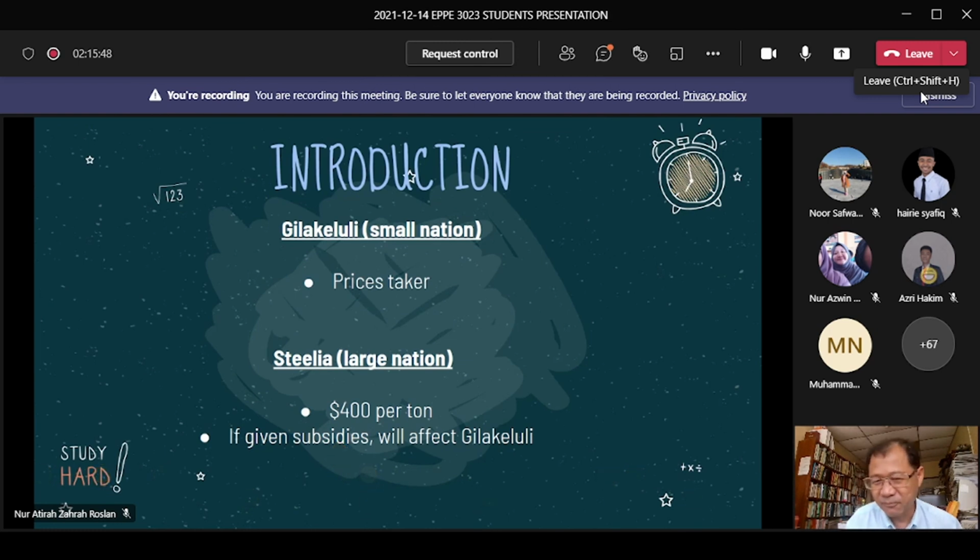Go ahead. Okay, so what we need to know about the small nation is that the prices of goods will be according to the prices set by the larger nation. In other words, they are the price taker. And if the larger nation gives subsidies, it will also directly affect the small nation's prices. In this case, Stelia's price of steel is $400 per ton. And next.